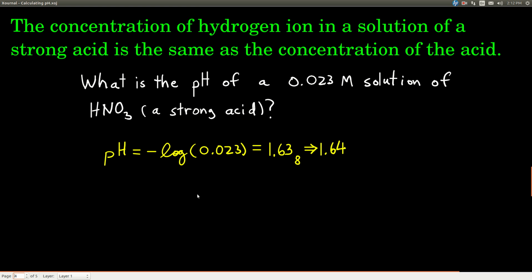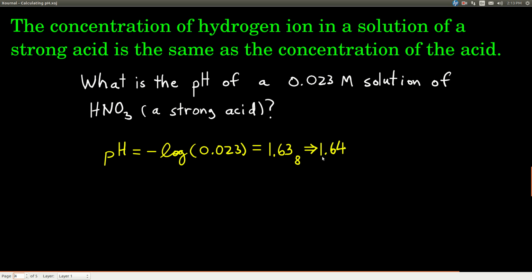So what that means is if you're given the concentration of a solution of a strong acid, like say nitric acid, for example, if the concentration is 0.023 molar nitric acid, you know that the concentration of hydrogen ion is also 0.023 molar, and to find the pH of that solution, all you do is take negative log of 0.023 and that gives us 1.64.